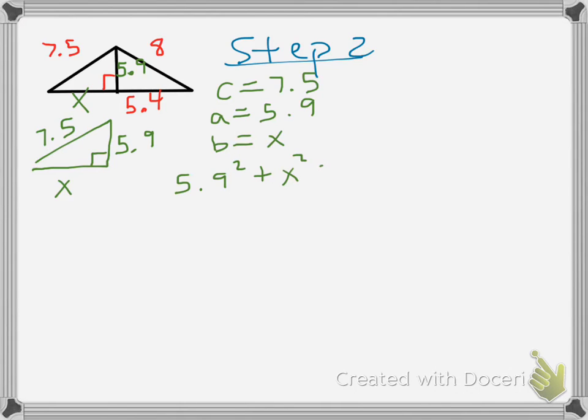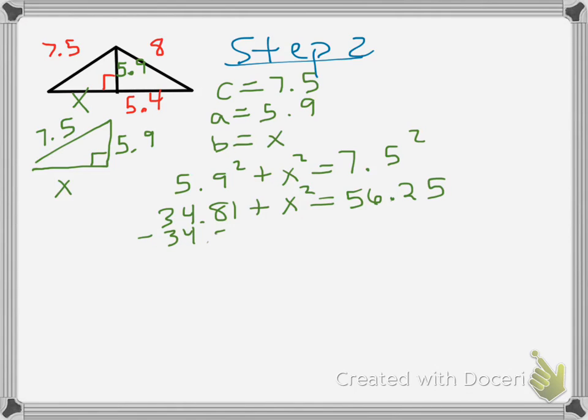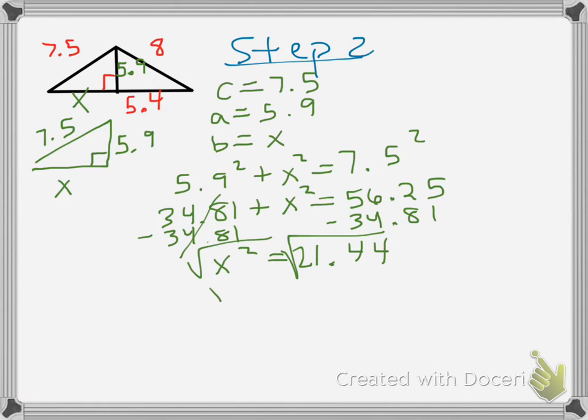My equation is 5.9 squared plus x squared equals 7.5 squared. 5.9 squared is 34.81, plus my x squared value is equal to 7.5 squared, which is 56.25. Subtract 34.81 from both sides, and I'm left with x squared equals 24.44. Take the square root of both sides. Therefore, my x value is 4.63, and that's my final answer.